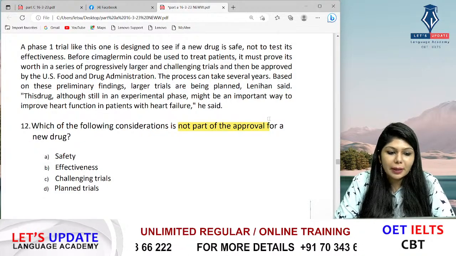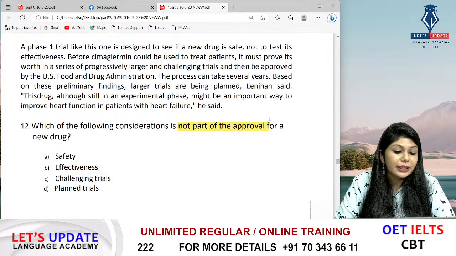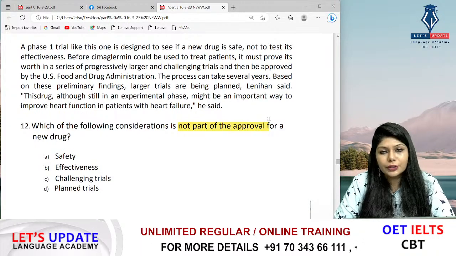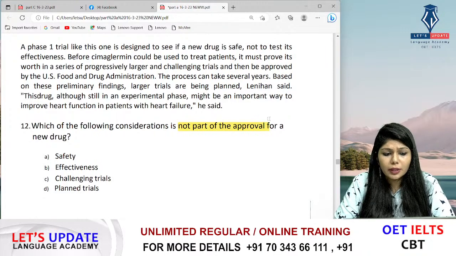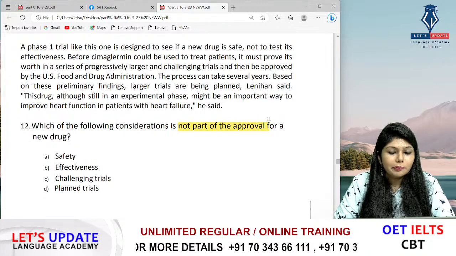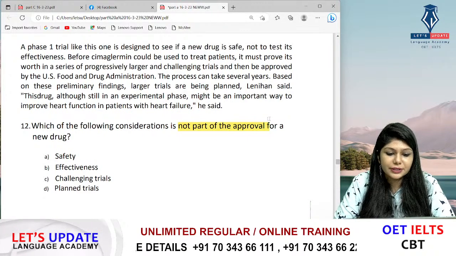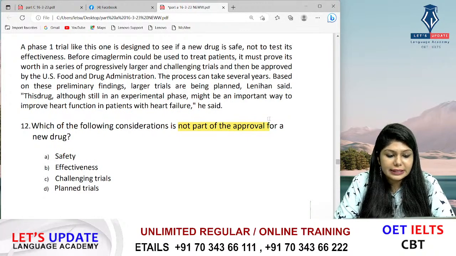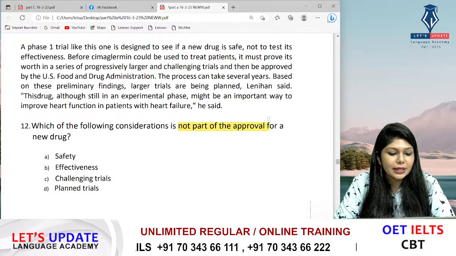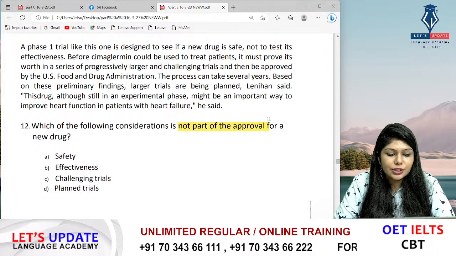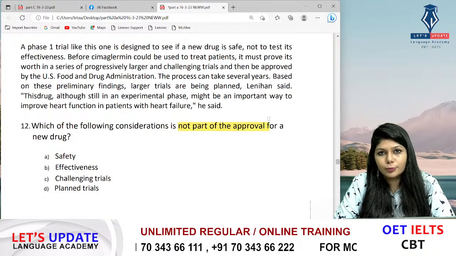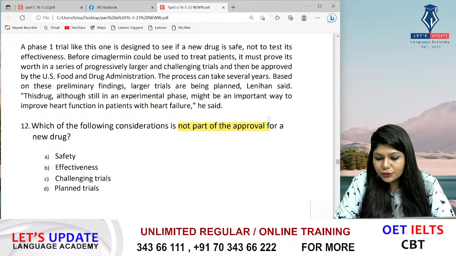Okay, so that was what the paragraph was about, and the question is, which of the following considerations is not part of the approval for a new drug? Approval by whom? It's by the US Food and Drug Administration. That was what the reference is about. And then the options are A, safety, B, effectiveness, C, challenging trials, and D, planned trials. So which of these is not part of the approval process? What do you think is the answer?